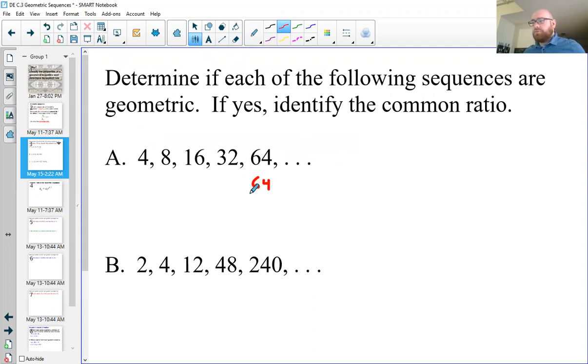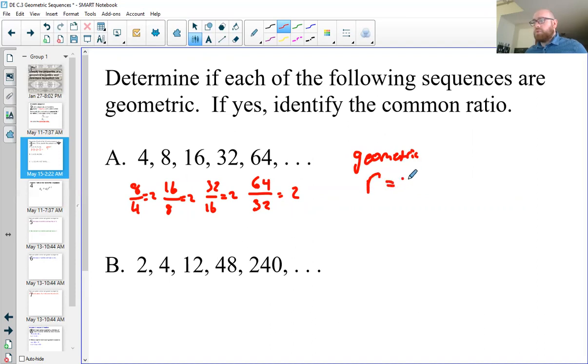64 divided by 32 is 2. 32 divided by 16 is 2. 16 divided by 8 is 2. 8 divided by 4 is also 2. So we know this is geometric, and the common ratio is equal to 2.